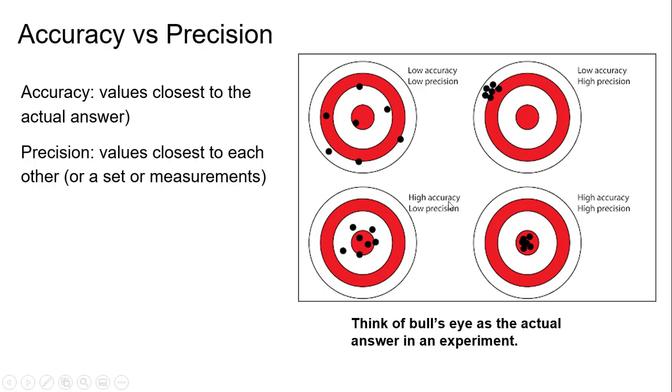And then here you have high accuracy, where they're all very close to the bullseye, and low precision because they're not all close to each other. They're all spread out. Then high accuracy and high precision: all 3 trials had very similar answers and they were all very close to the actual answer. So this is the difference between accuracy and precision. Accuracy is closest to the actual answer. Precision is how close a set of numbers or measurements are to each other.